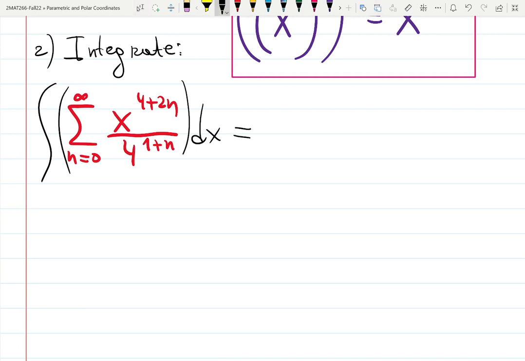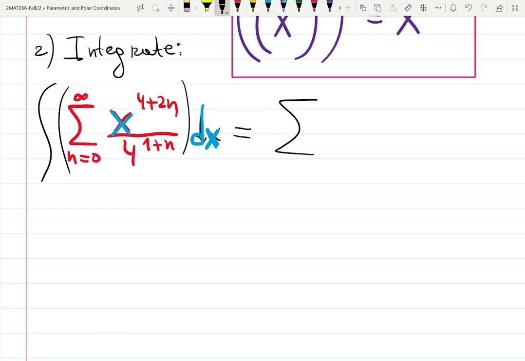So, we're going to integrate not term by term, but right away. Check out, very interesting actually. So dx is important because it tells you what is the variable for the integral. x is the only variable. 4 to the 1 plus n is a constant. We do not touch it. Thus, it becomes even easier. It's not quotient rule. It's not integration by parts. We only have power rule, x to the 4 plus 2n.